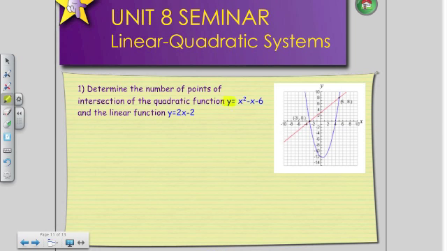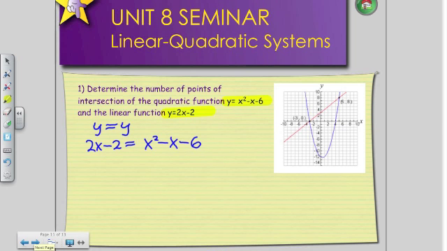So I have a quadratic function, I have a linear function. And even though we're solving using substitution the same way you did in grade 10 when you had 2 linear functions, it's almost the same. So the first thing we're going to do is set y equal to y. So I'm going to set 2x minus 2 equal to x squared minus x minus 6.